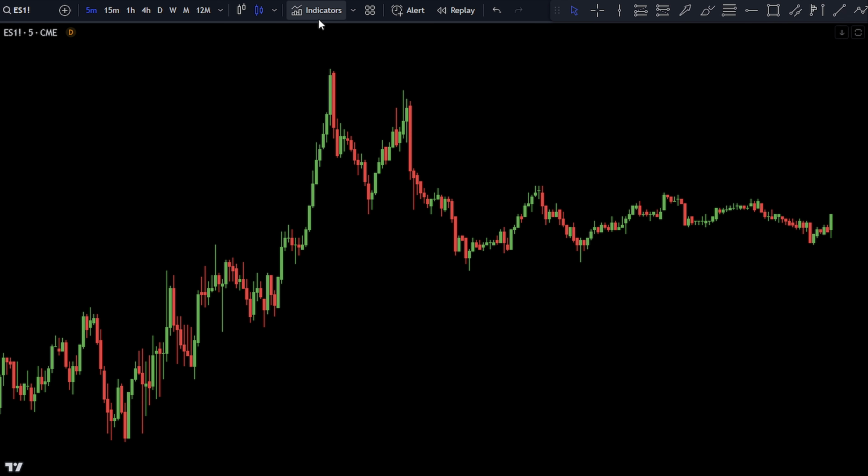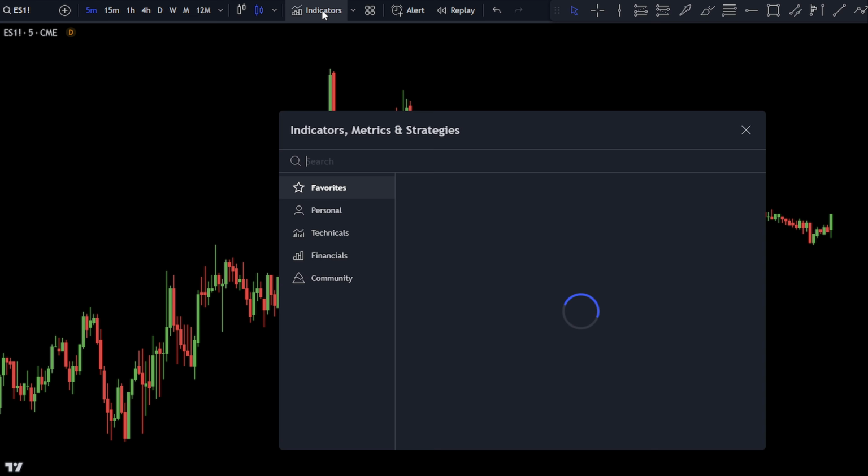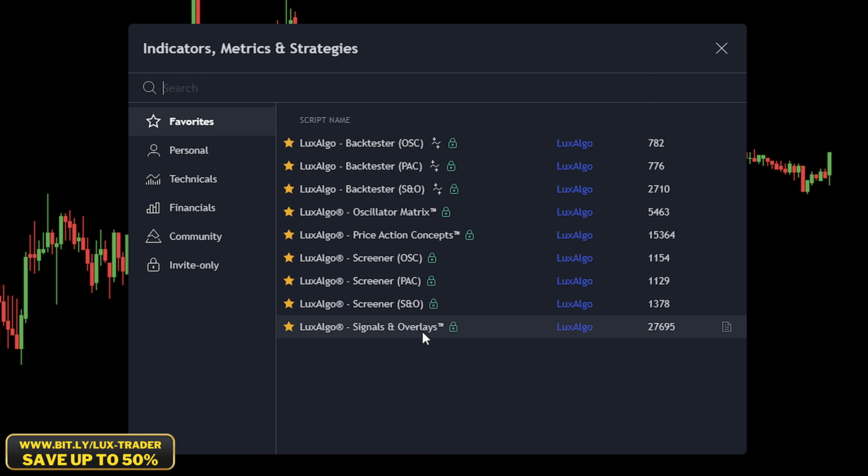In order to add the first indicator, click on the Indicators tab and search for LuxAlgo Signals and Overlays Premium. It is the most popular premium tool created by LuxAlgo. Now click that to add it to your chart. And for the second indicator, you want to choose this one, LuxAlgo's Oscillator Matrix.